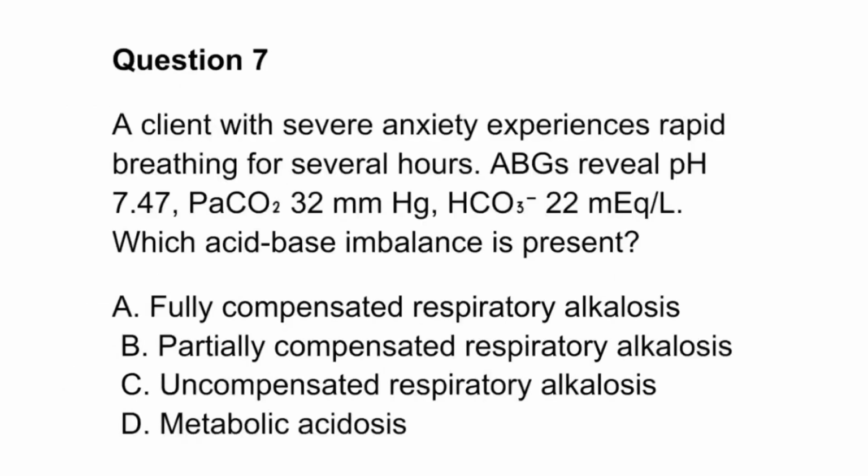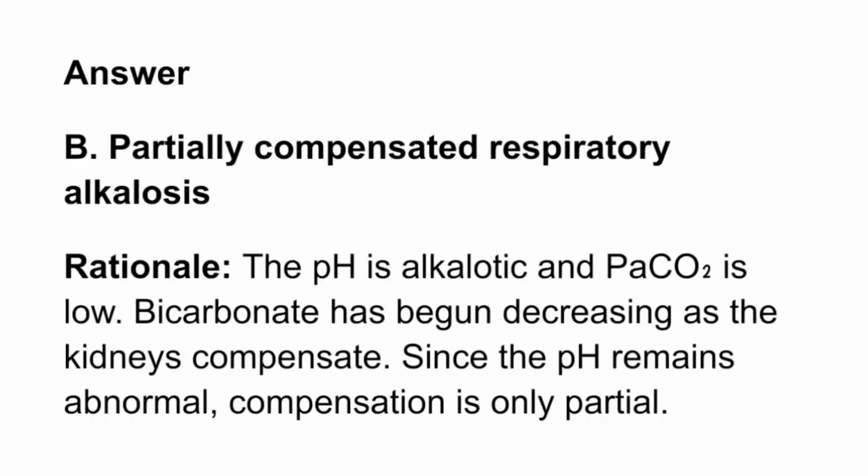Question 7. A client with severe anxiety experiences rapid breathing for several hours. ABGs reveal pH 7.47, PaCO2 32 mm of mercury, HCO3 22 milliequivalents/L. Which acid-base imbalance is present? A. Fully compensated respiratory alkalosis. B. Partially compensated respiratory alkalosis. C. Uncompensated respiratory alkalosis. D. Metabolic acidosis. Answer. B. Partially compensated respiratory alkalosis.